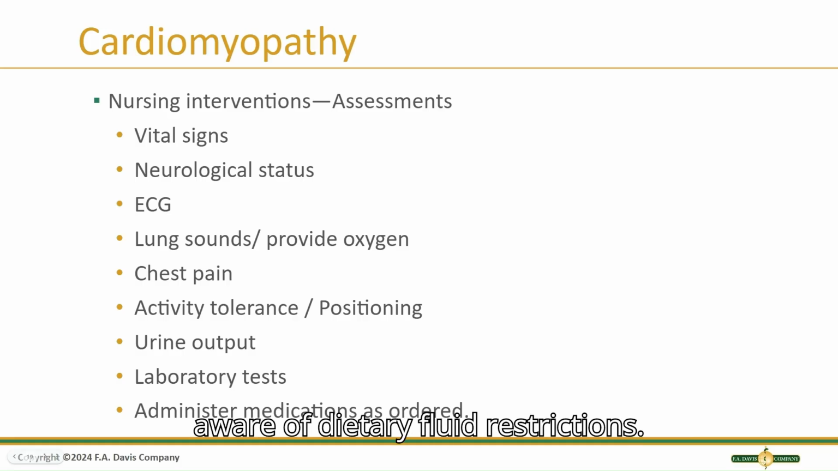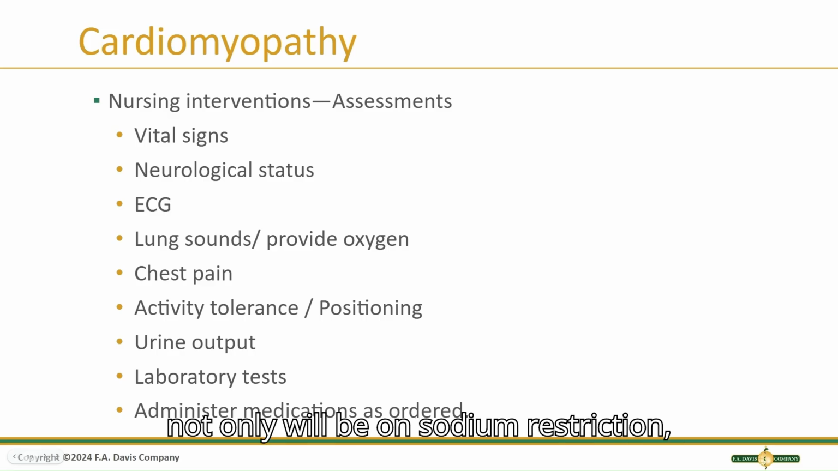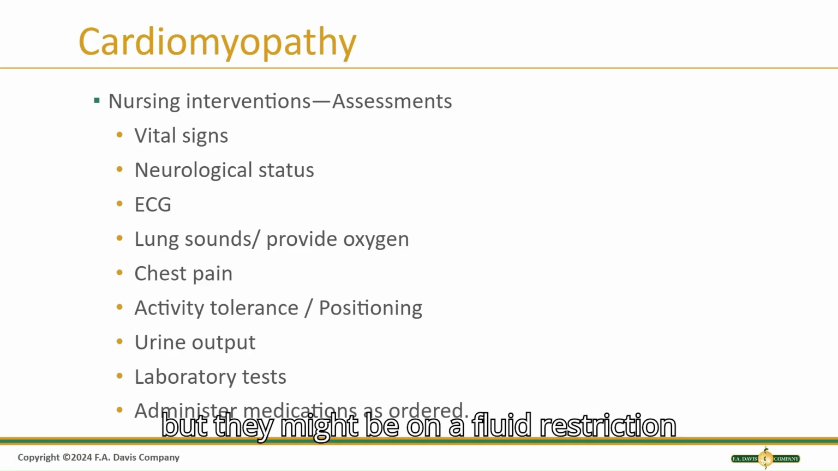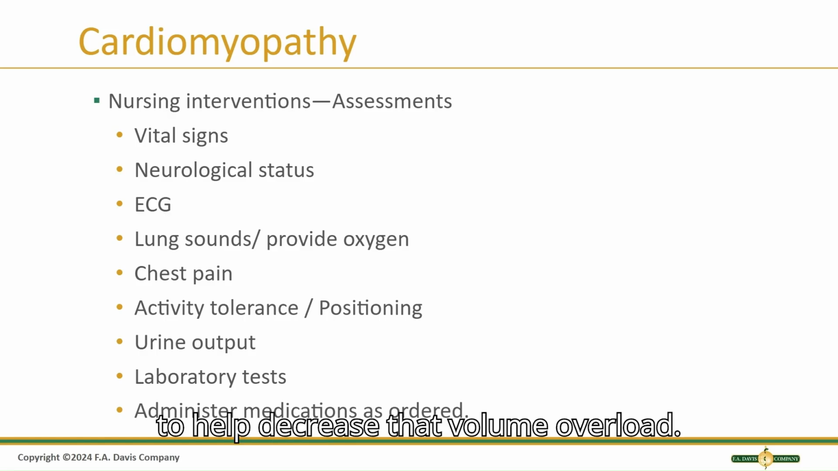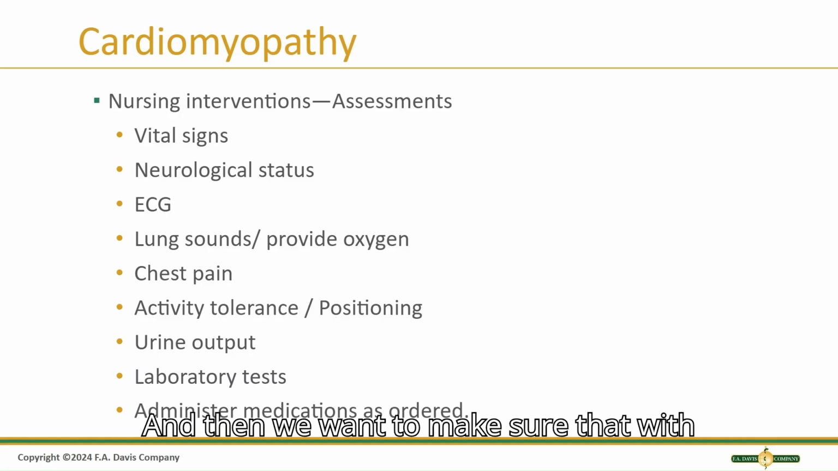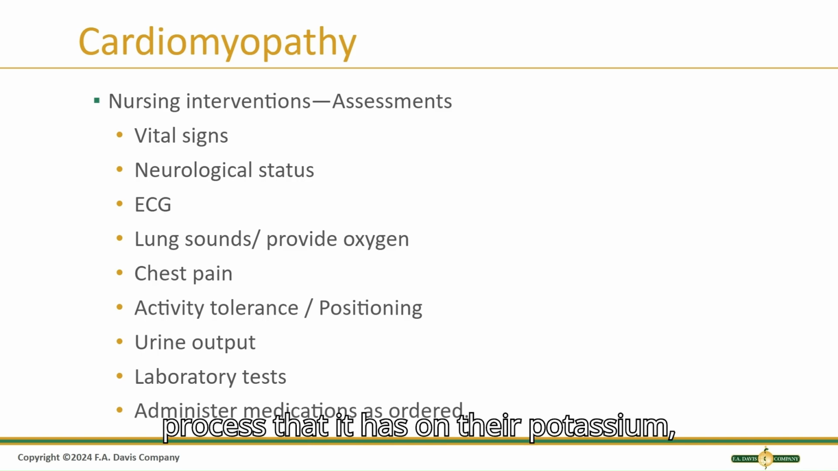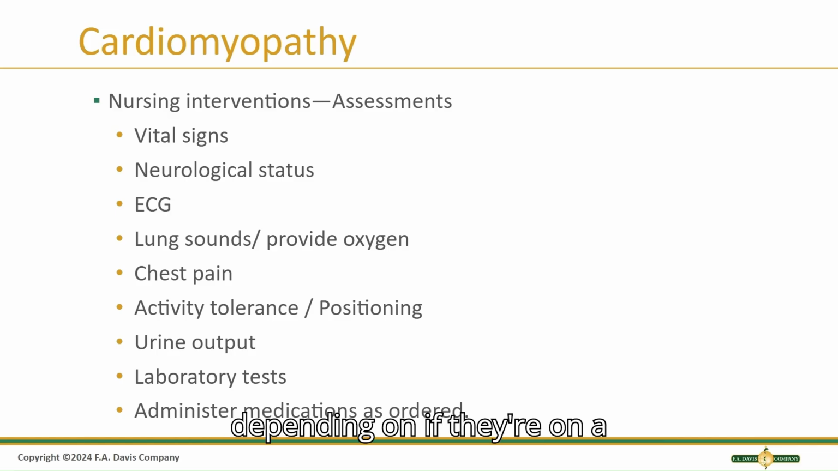Look at their activity tolerance. Physical activity will increase that oxygen demand. So we need to make sure that they are aware of taking time to rest, taking time to do their activities. We want to make sure that they are in a good position to help assist with preload and ventricle filling. So we want them in a semi to high Fowler's position. That's going to decrease their dyspnea.